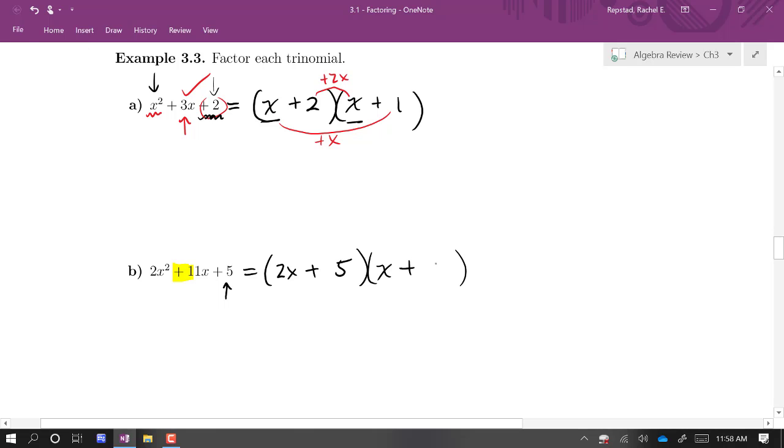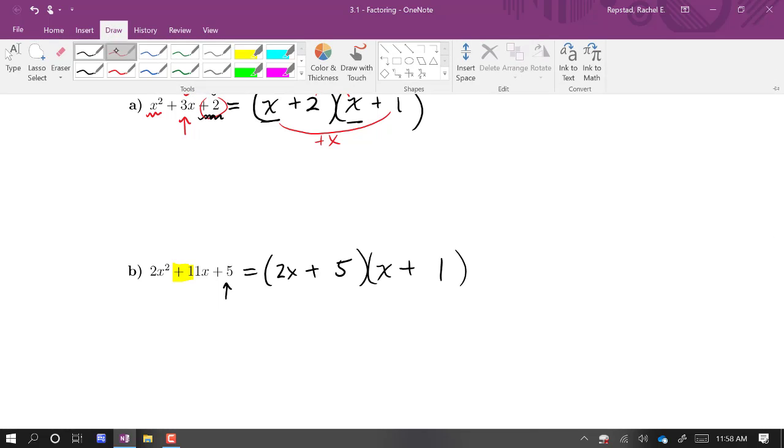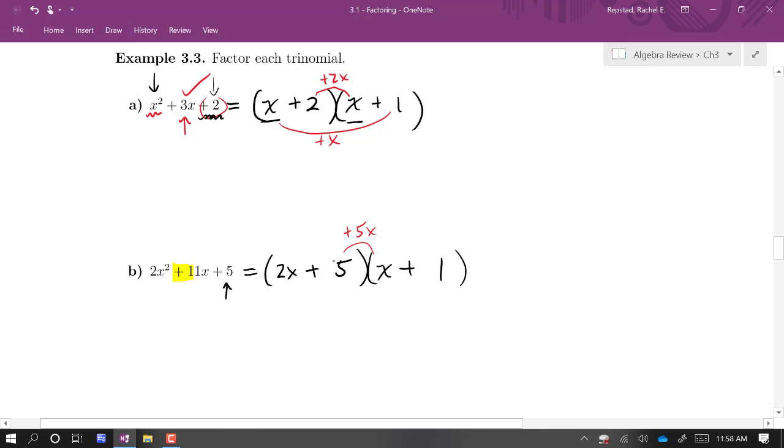But if I did plus 5 plus 1 here, observe that this gives us plus 5x, and this gives us plus 2x, and that would only give us plus 7x. So that's not going to work. So I'm going to try it the other way around. Plus 1 plus 5, and now we have plus 10x plus x gives us plus 11x, and that's what we wanted.